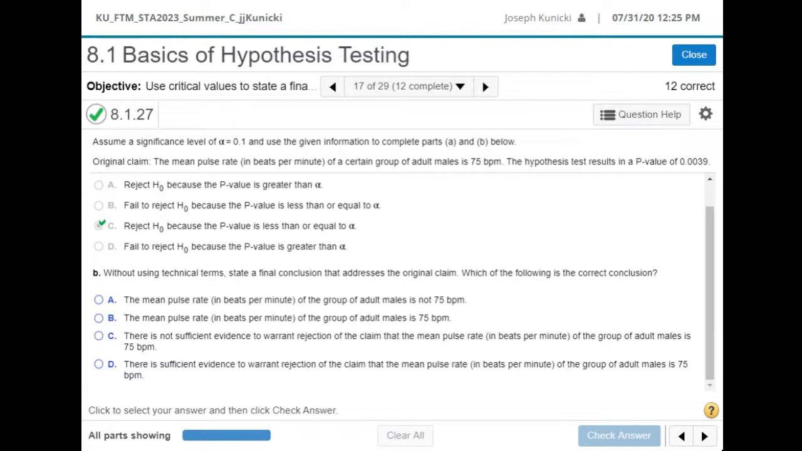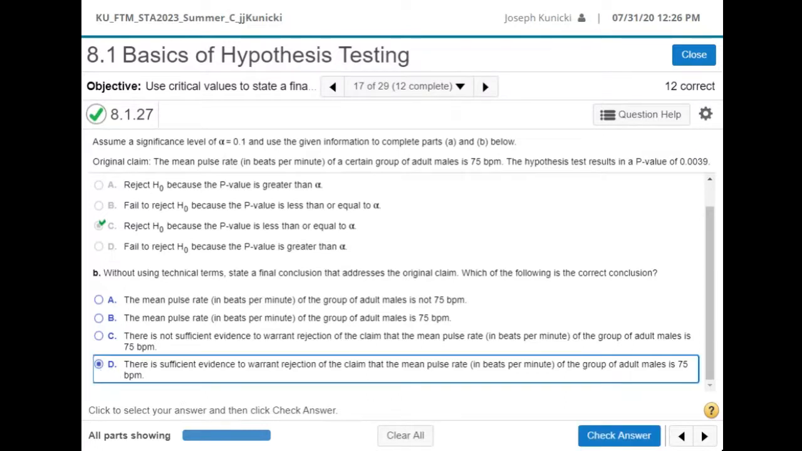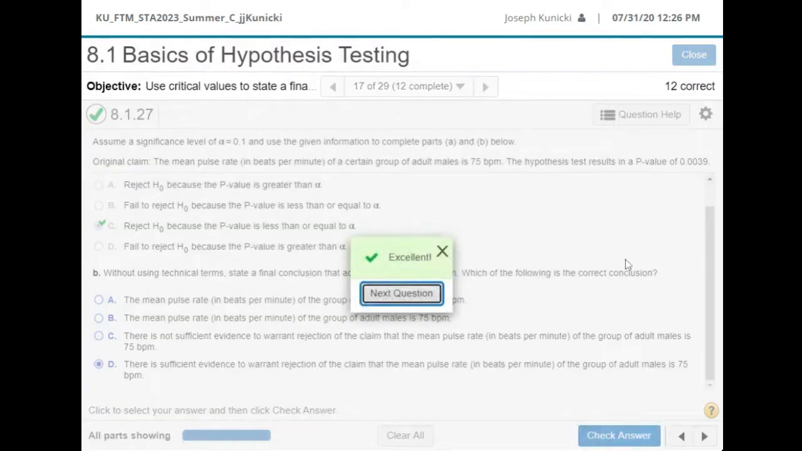In this case, the claim was in the null. They're identical. So if we're rejecting the null, then we're rejecting the claim. We can't support the claim. So which one of these makes the most sense? It would be number D. There's sufficient evidence to warrant rejection of the claim that the mean pulse rate is 75. We're rejecting that claim. We can't say that it's not 75. We can't say that it is 75. So A and B don't make any sense. And C says there's not sufficient evidence, but that's not true. There is sufficient evidence. We want to reject the claim in the null hypothesis, and that's what they're looking for.